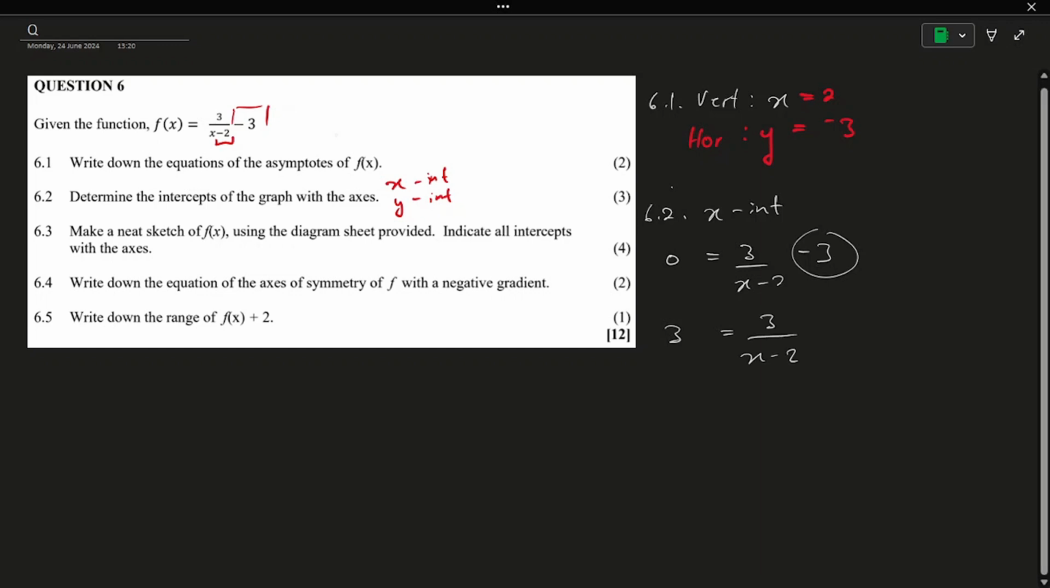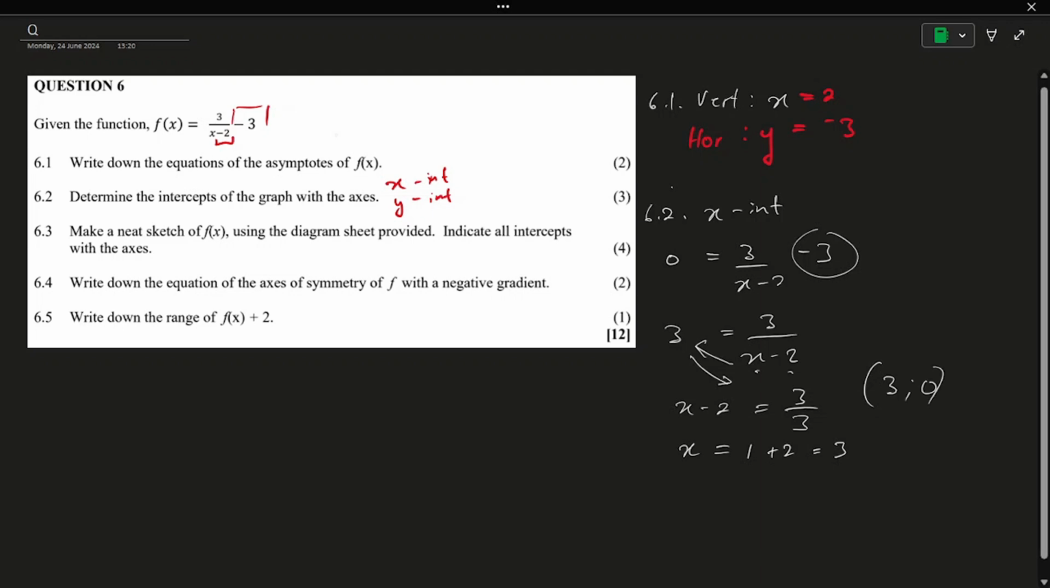Another way to solve this is you can cross multiply 3 so that you get 3x minus 6. But what I like to do to simplify things like this is to swap these two, right? So in other words, 3 comes to the denominator and x minus 2 goes to the other side. So we will have x minus 2 equals 3 divided by 3, which is 1. So x is the same as 1 plus 2, which is equal to 3. So we get our x-intercept when x is 3 and y is 0.